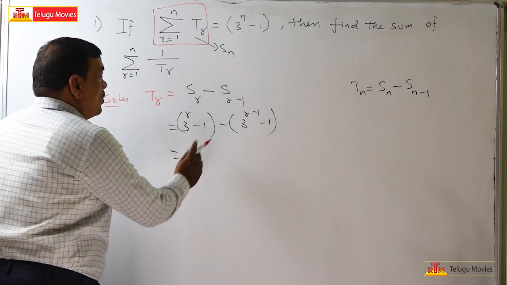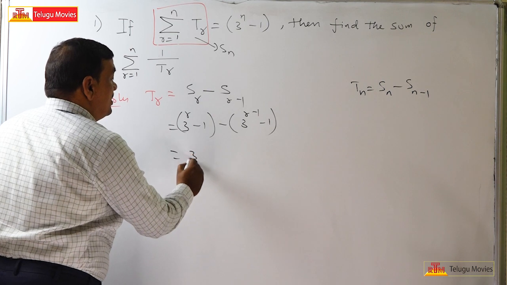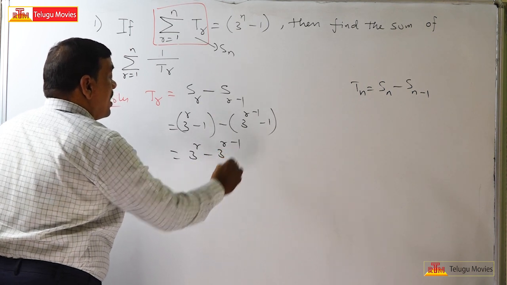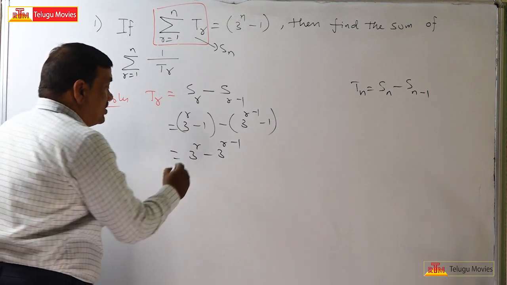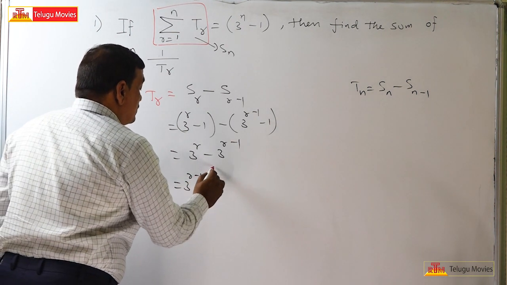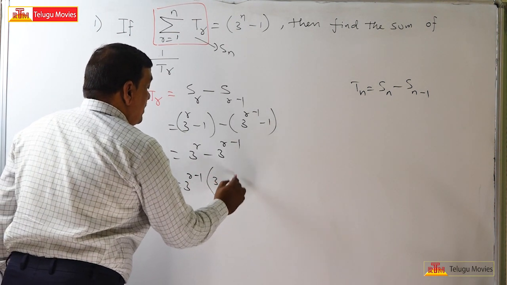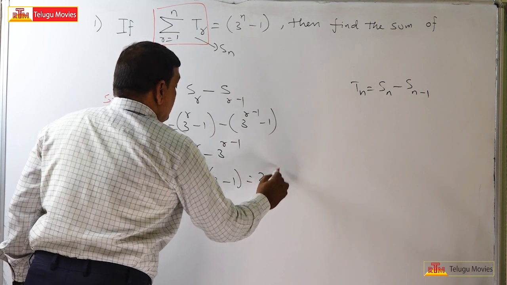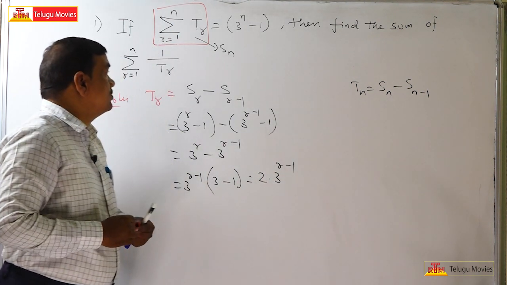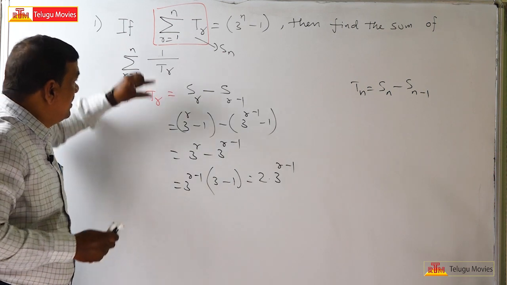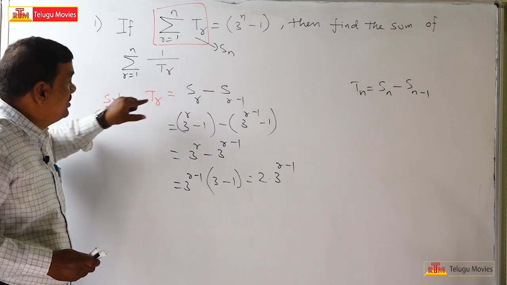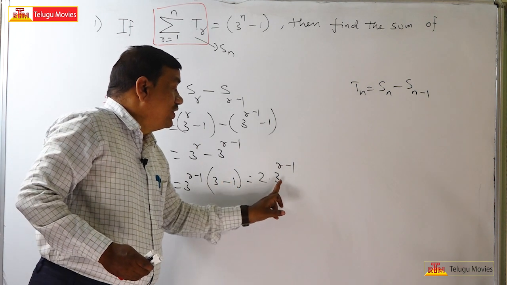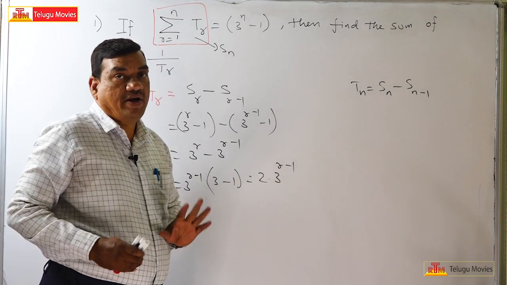Now this is equal to 3 power r minus 3 power r minus 1, where minus and plus 1 cancel. Understand? Okay. Now let us take 3 power r minus 1 common. So this is 3 minus 1, 2 times 3 power r minus 1 we got. So one by one, systematically, I am telling, before finding 1 by tr, I got the value of tr as 2 into 3 to the power of r minus 1.